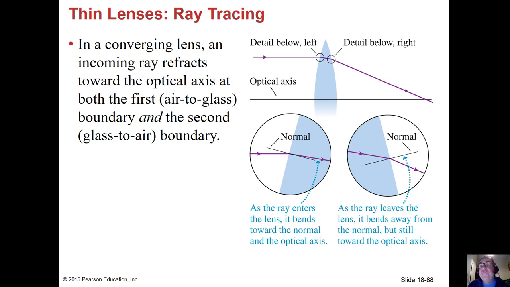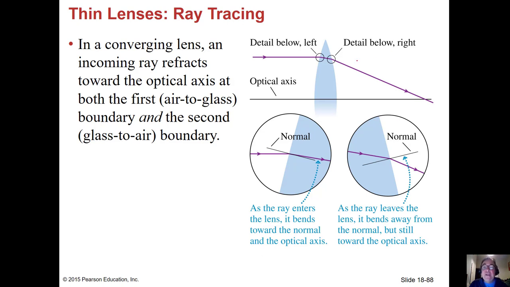So we're going to have three really special rays. One that comes in parallel and bends this way. Turns out it's going to go through a special point called the focus. A ray that comes in and goes right through the center just keeps on going. And then a ray that goes through a point called the focus comes out parallel. And we'll see that in just a minute.